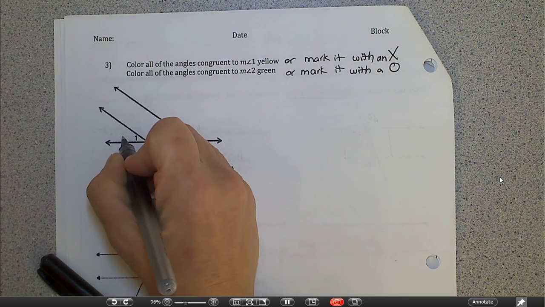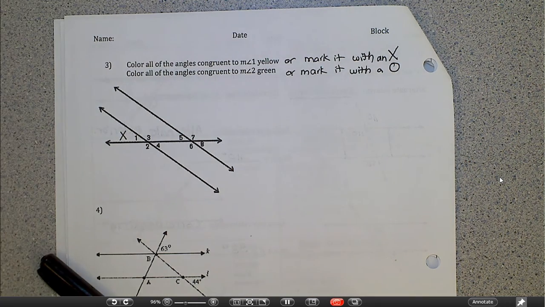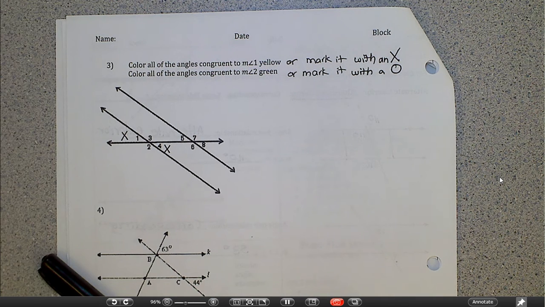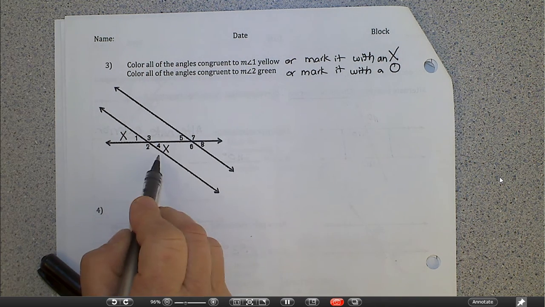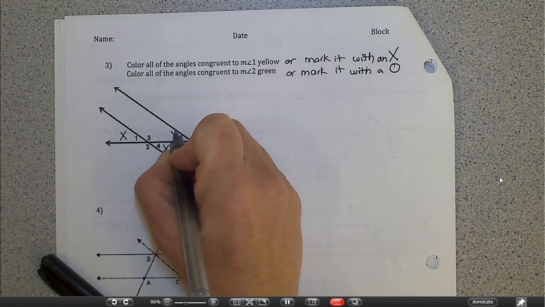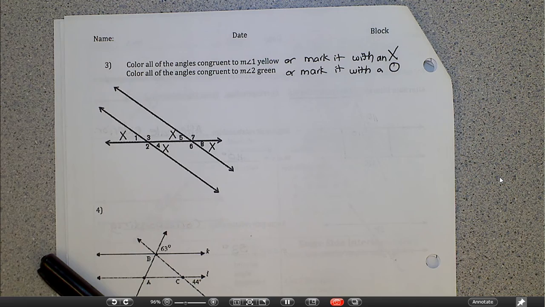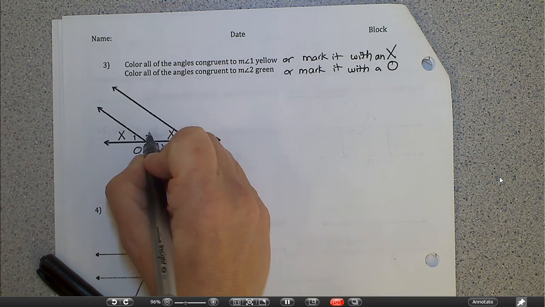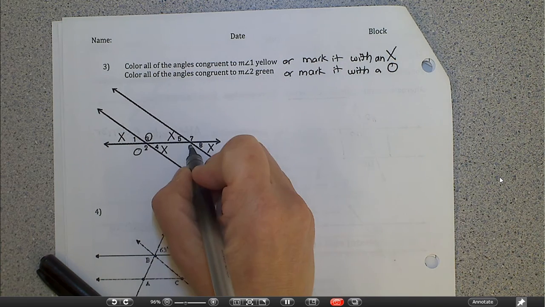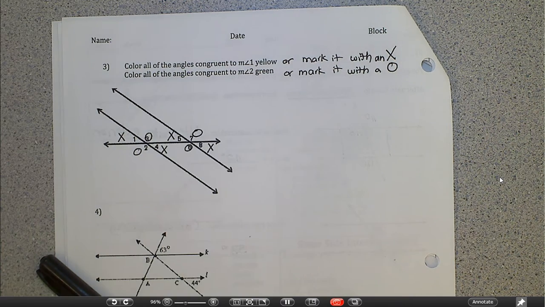So we have X over here, X over here. The small angles are the X, X over here, and X over here. And the large angles are the O. Here we have 2 large angles, and we have 2 large angles here.